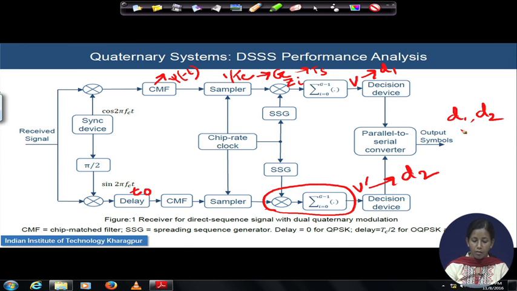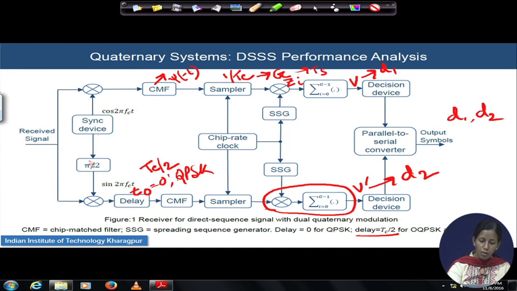Remember, this delay will be set equal to 0 if you are following QPSK modulation, and if you are having MSK modulation or orthogonal QPSK modulation, we understand that this delay is required to be set to Tc by 2.